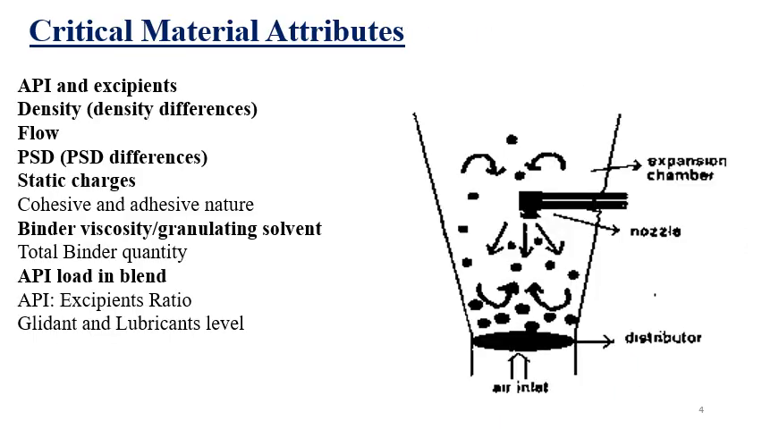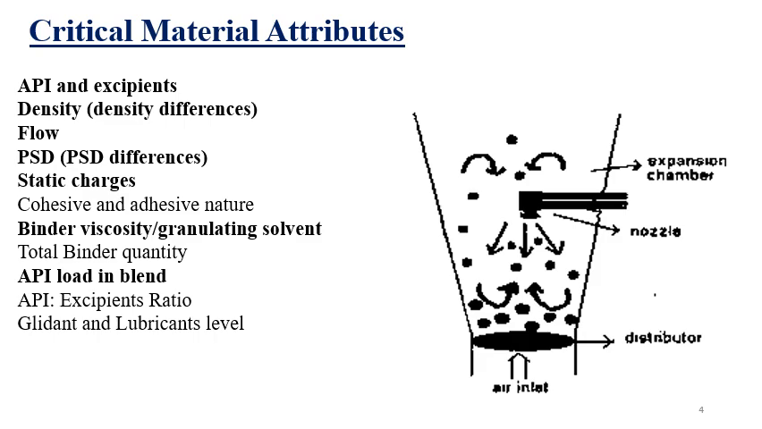Now coming to the critical material attributes. What are the attributes of material affecting the fluid bed granulation? The API and excipients which are there in the batch. Sometimes the API is dissolved in the binder and that API solution is sprayed. Sometimes the API is suspended and it is sprayed. So the API and excipients of the batch or product affect the process. These are called critical material attributes.